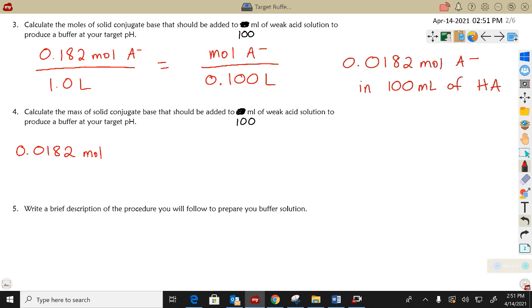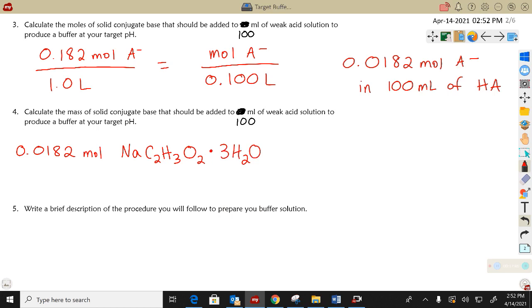And I'm going to go back to the materials list just to make sure I get the formula right. So we are using the acetate buffer, and the conjugate base is going to be the acetate ion, and it's coming from sodium acetate. Sodium acetate, O2. And it does kind of tell you in the materials list that it's a hydrate. It's a trihydrate.